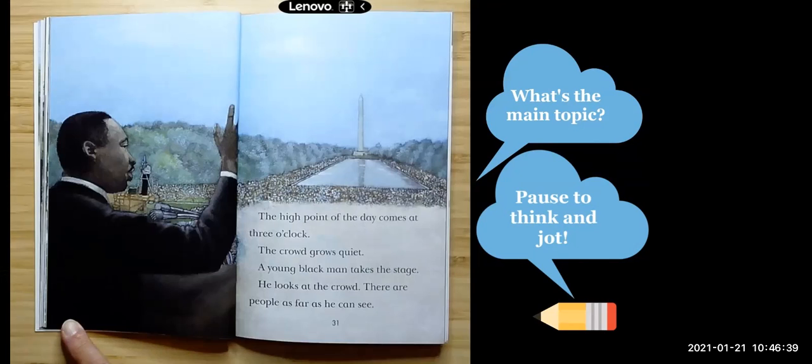The high point of the day comes at 3 o'clock. The crowd grows quiet. A young man takes the stage. He looks at the crowd. There are people as far as he can see.